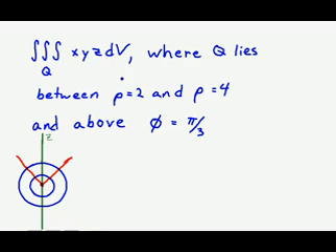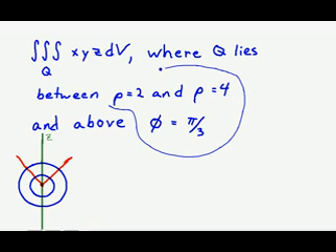Okay, let's evaluate the triple integral over Q of xyz dV, where Q lies between the sphere rho equals 2 and the sphere rho equals 4, and above the cone given by phi equals pi thirds. These are all in spherical coordinates.